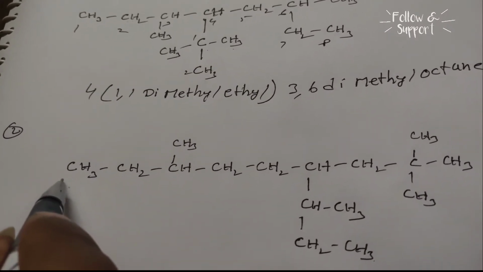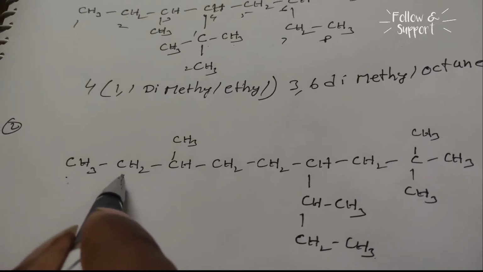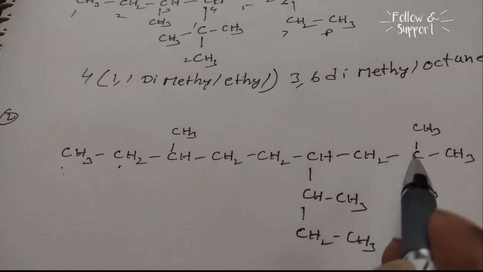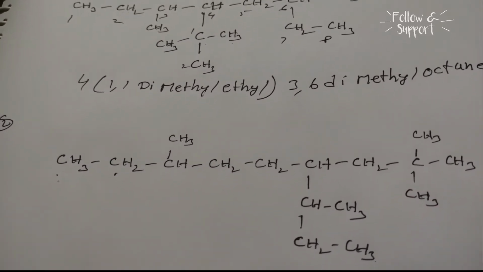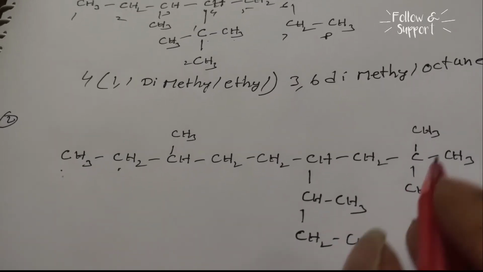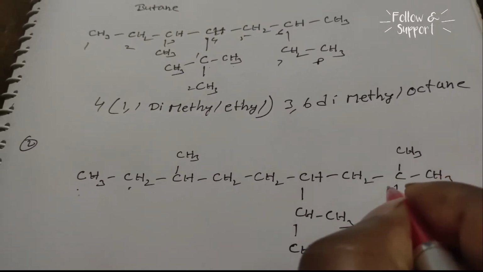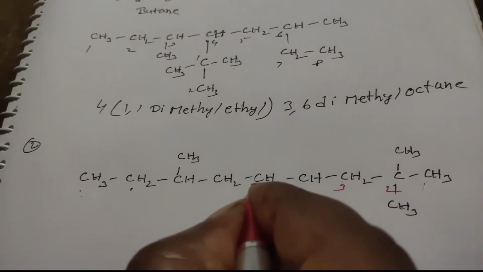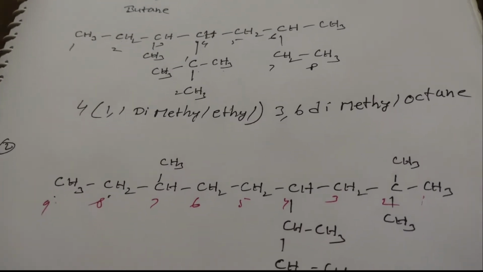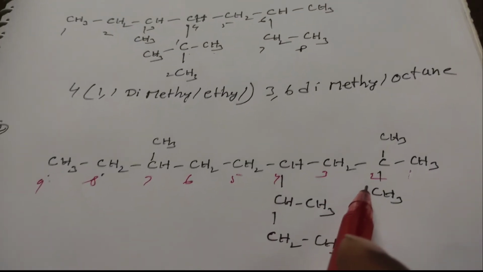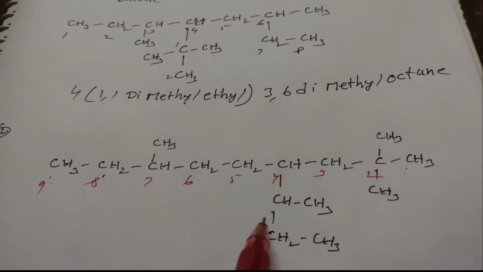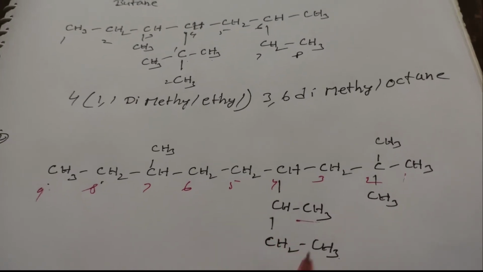If I give the numbering from left to right, in the second position there is no substitution, but from the other side the second position has a substitution. So I am giving the numbering from right to left: 1, 2, 3, 4, 5, 6, 7, 8, 9. In the second position and the seventh position the methyl groups are present, and in the fourth position there is a side chain, and the side chain also has a substitution.